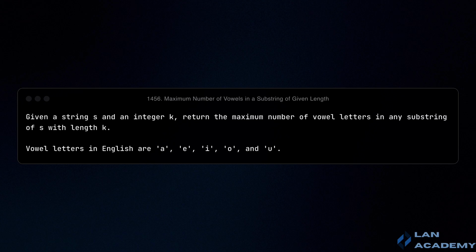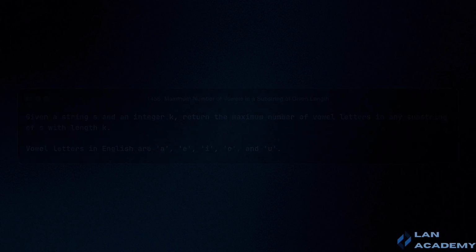To solve this problem efficiently, I can use the sliding window technique. This approach allows me to maintain a window of length k and slide it across the string to keep track of the number of vowels within that window. The sliding window technique is particularly useful in this scenario because it helps me optimize the process, ensuring we don't have to repeatedly count vowels from scratch for overlapping parts of the string.